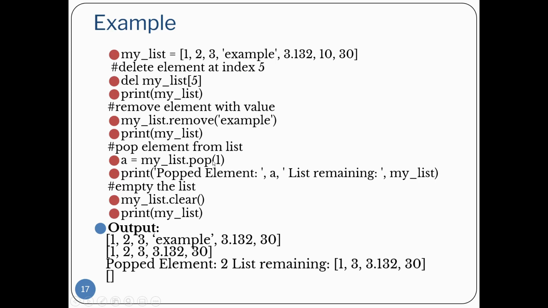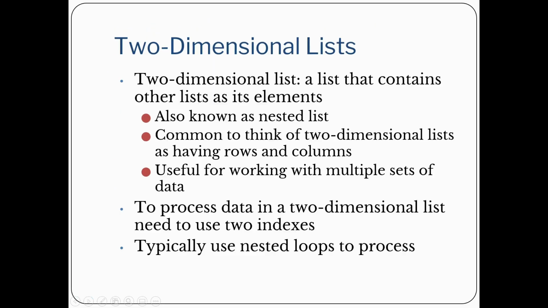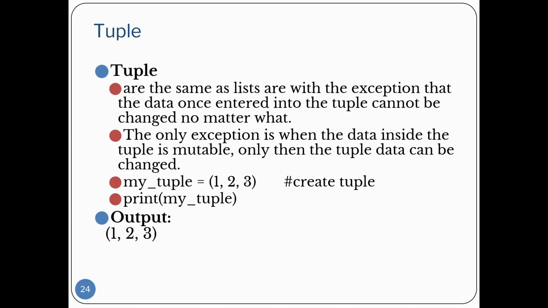Pop function, what it does, if you specify an index, then this function will remove the element from this position. So here, if you specify index 1, then this function will remove the element at index 1. Now in this list, the element at index 1 was 2, and it will return that value also, which is stored here in variable a. So this value you will receive back, and the list after removing the element at index 1 will be this. The clear function will clear all the elements, so it will return an empty list. So these are the examples.